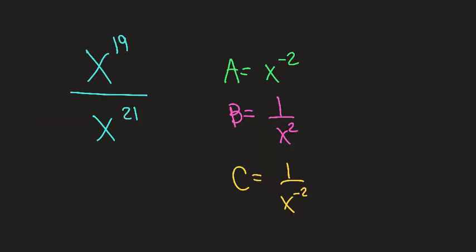All right, here's your last question. A, B, C, or D? Correct answer is B. We're going to subtract 21 minus 19, and the answer is in the bottom, and it's positive. All right, I think you're going to do really well on tomorrow's test.